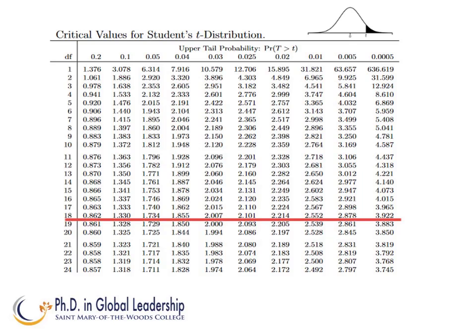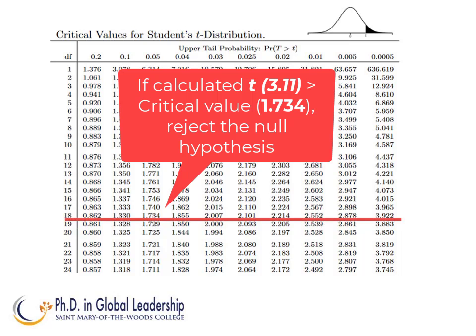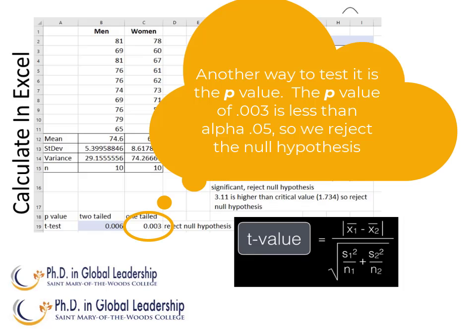At 18 degrees of freedom and an alpha of 0.05, we see a critical value of 1.734, or even at an alpha of 0.01, we see 2.552. Remember, if the calculated t is greater than the critical value in the table, it is significant and we reject the null hypothesis. In this case, we reject the null hypothesis.